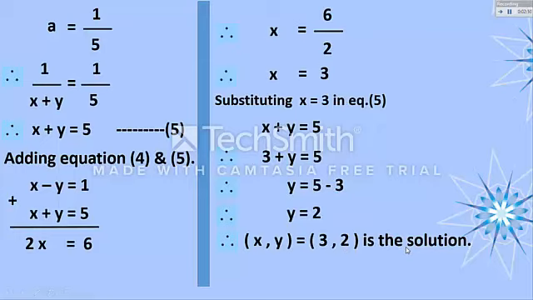In this way, we solve examples. Today we discussed equations reducible into linear equations in two variables.